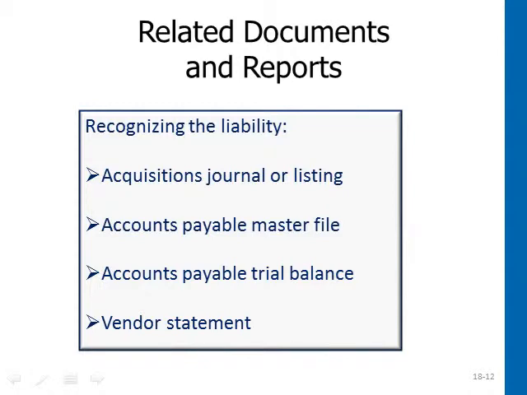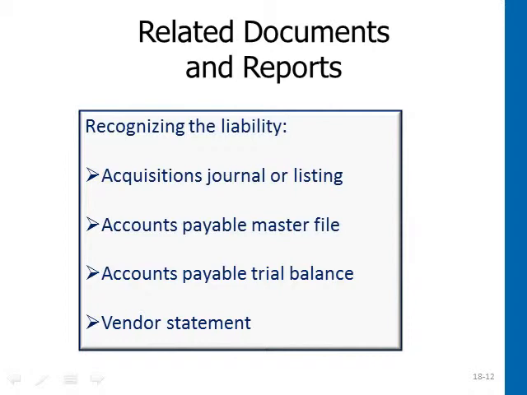The acquisitions journal is often referred to as the purchases journal. It is generated from the acquisitions transaction file and includes the vendor name, date, amount, and account classification. The accounts payable master file record records acquisitions, cash disbursements, and returns for each vendor.